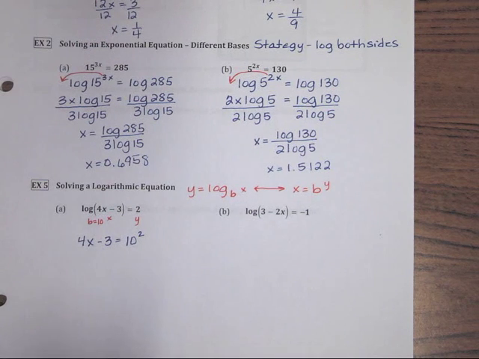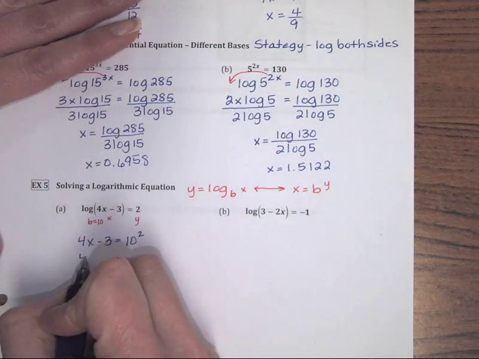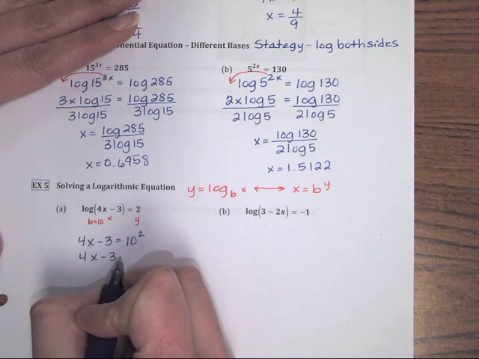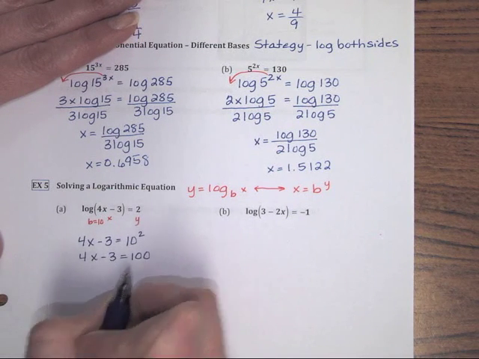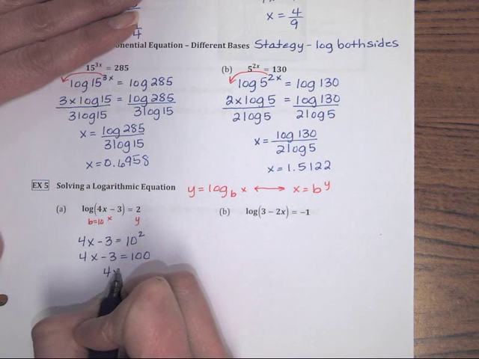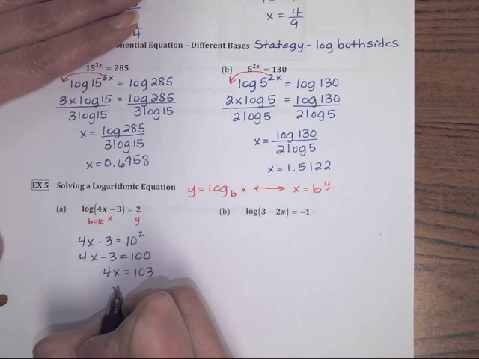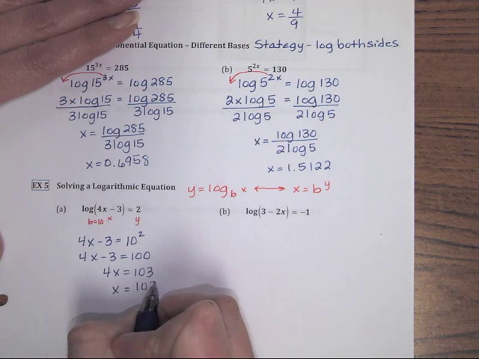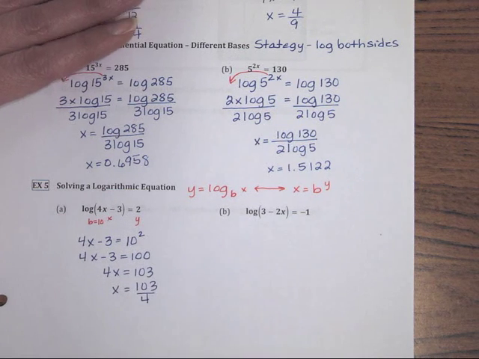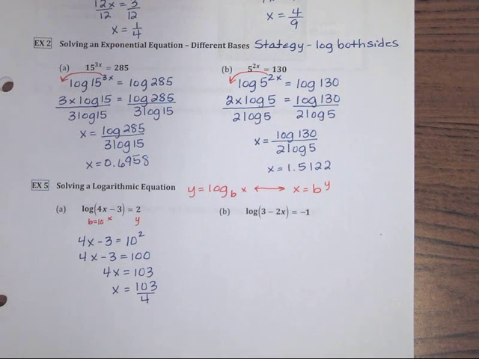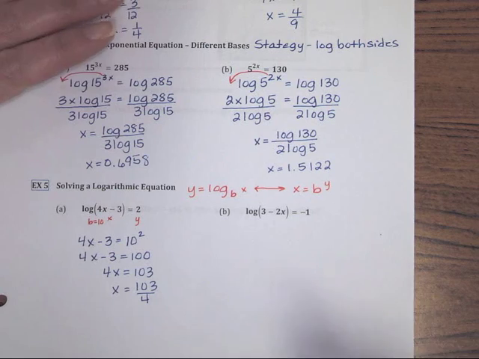Now I have an equation I can totally solve. So this is 4x minus 3 equals 100. Add 3 to both sides and I get 4x equals 103. Divide both sides by 4 and I get x equals 103 over 4. A lovely, lovely fraction. Alright, let's do this again.